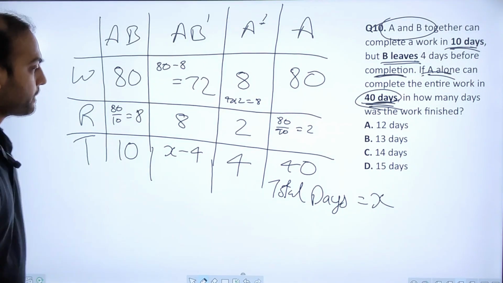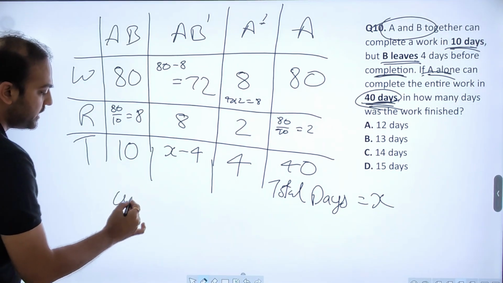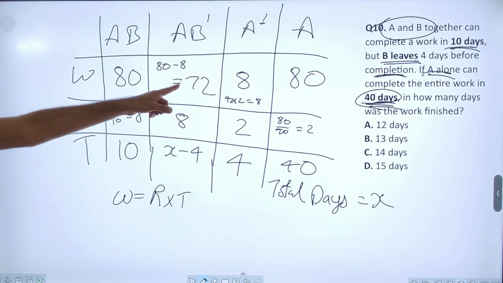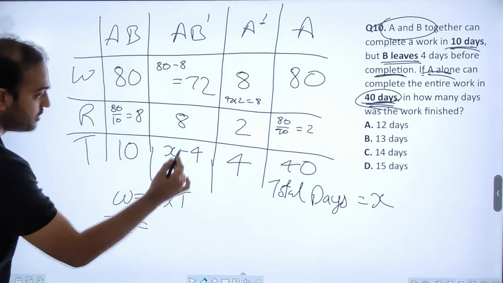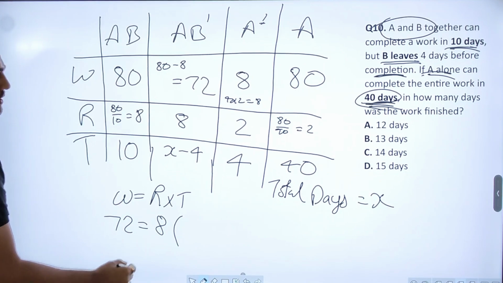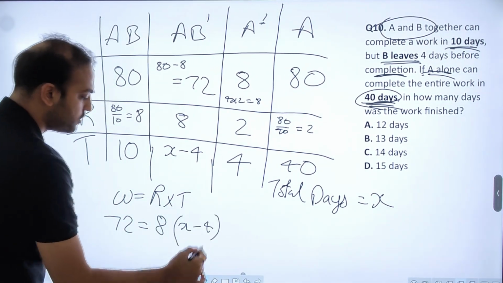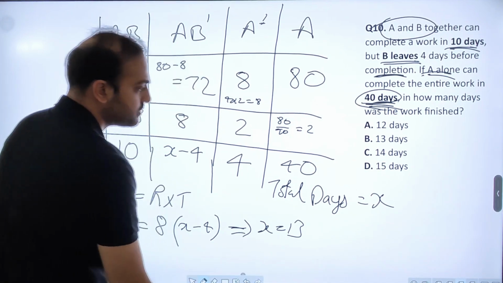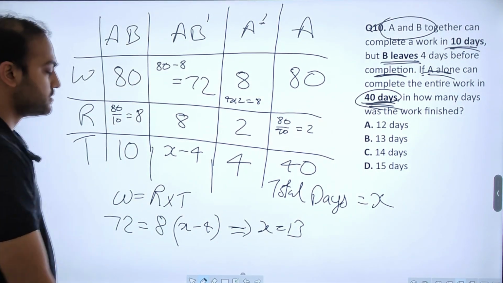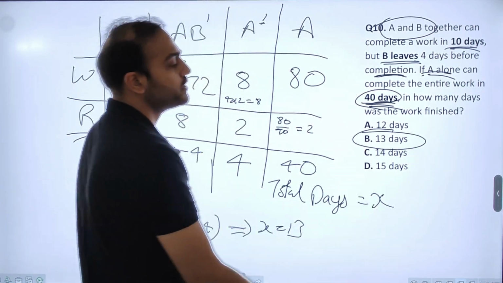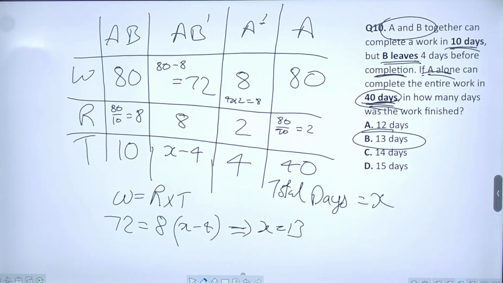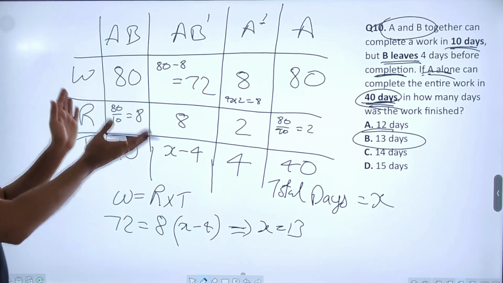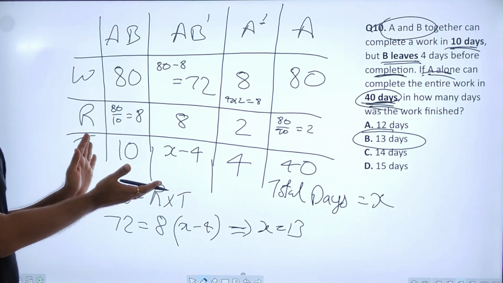Again, for each column, work is equal to rate into time. Work is 72. Rate of A and B is 8. Time is X minus 4. We solve this. We get X as 13. That means the work actually got over in 13 days. I hope you see there was a twist here, but again, you can simply make your table to solve the question.